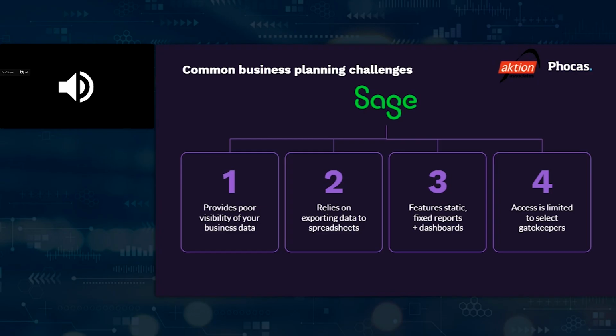So some things that we come across in terms of different challenges for Sage users is that Sage is great at harnessing all of your data into one spot, but sometimes you don't have the right visibility right at your fingertips. So you're relying on exporting data into spreadsheets, which obviously we know then your reports are going to be static. They're generally not automated when you need to send them out to your teams. And a lot of times you're not getting that dashboarding capability that people want.